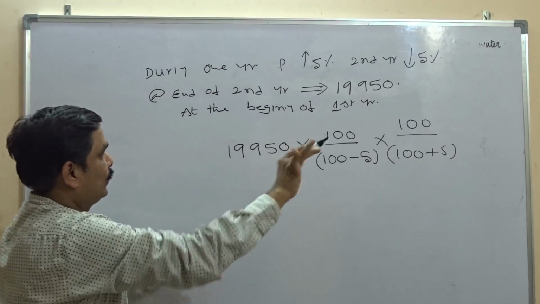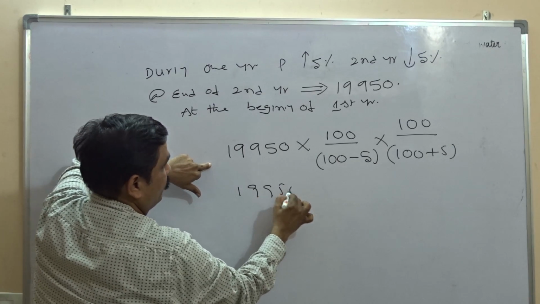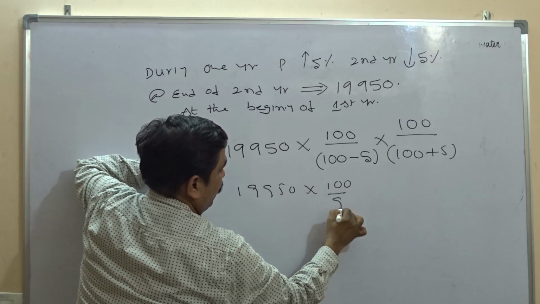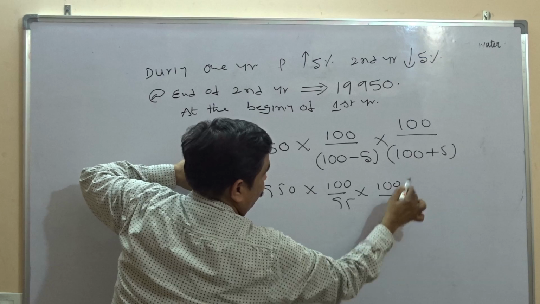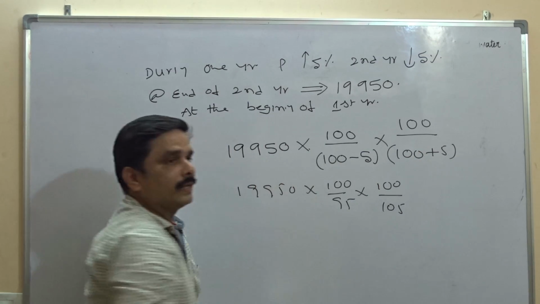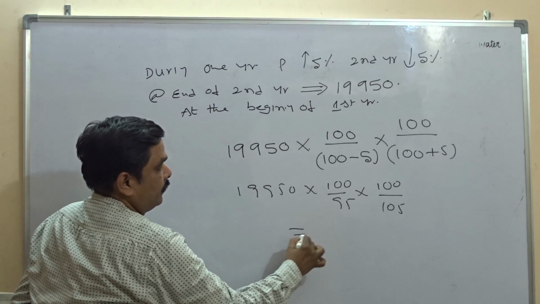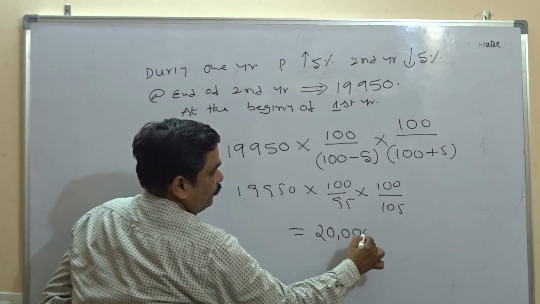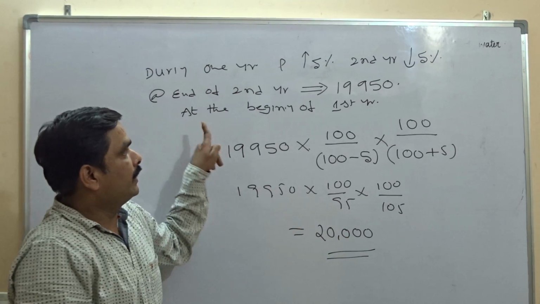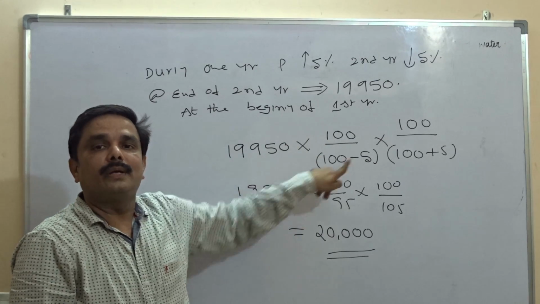Alright, let's solve the question. This is 19,950 into 100 by 95 into 100 by, this is 105. Alright, just solve this one. You will get, after simplification, 20,000 is the right answer. Right? When it is in the reverse way, we will go in this manner.